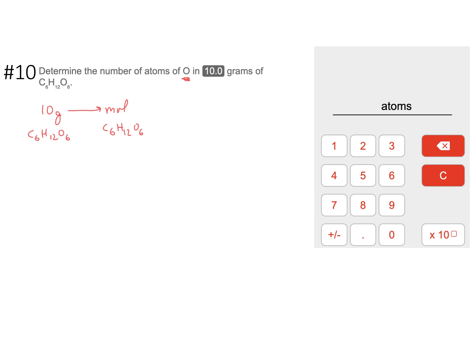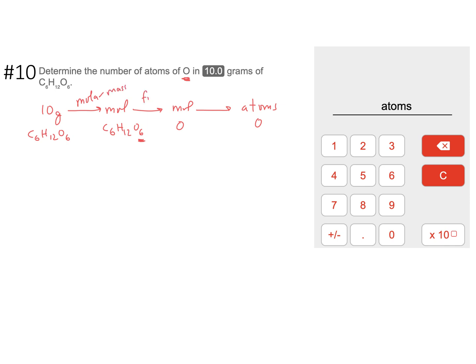Or we can take one step back and just say moles of glucose, and that would take us directly, I think, to moles of oxygen. We get the same number either way, but I kind of like this. We can do moles of oxygen because we know how many oxygens are in the formula. And then from moles, we can find atoms of oxygen using Avogadro's number. So here we're going to use the molar mass.